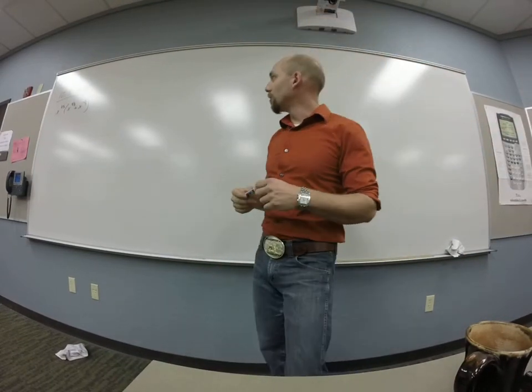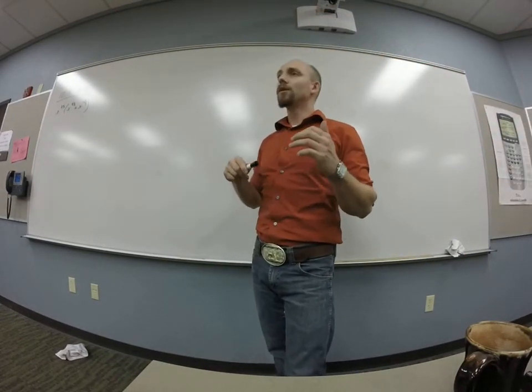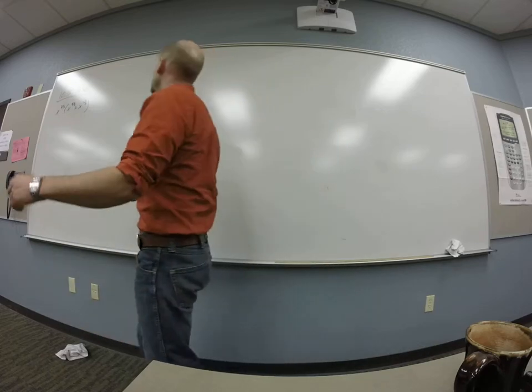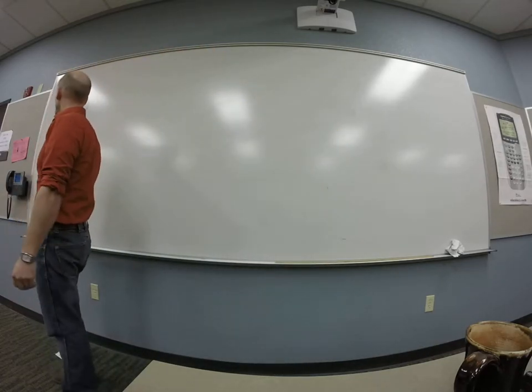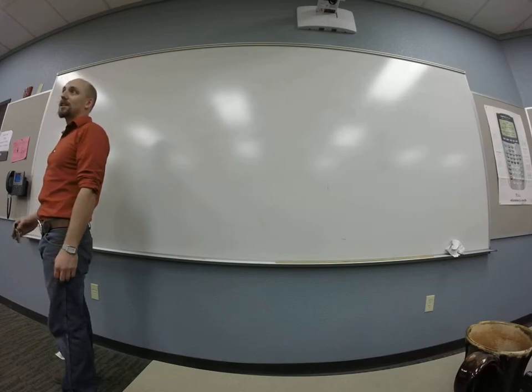Okay, so we want to do number 58 from 10.5. It says we've got x to the 2/3 power times the quantity x to the 4/3 plus x to the minus 2/3.